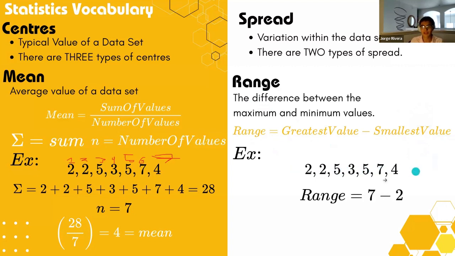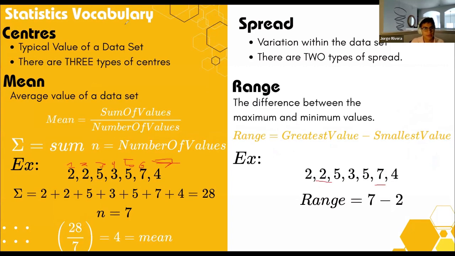If you want to know the range, we're just going to take the largest value, which in this case is going to be 7, because 7 is the greatest out of all of these. And then we're just going to subtract 2 from it. 7 minus 2 gives us a range of 5.